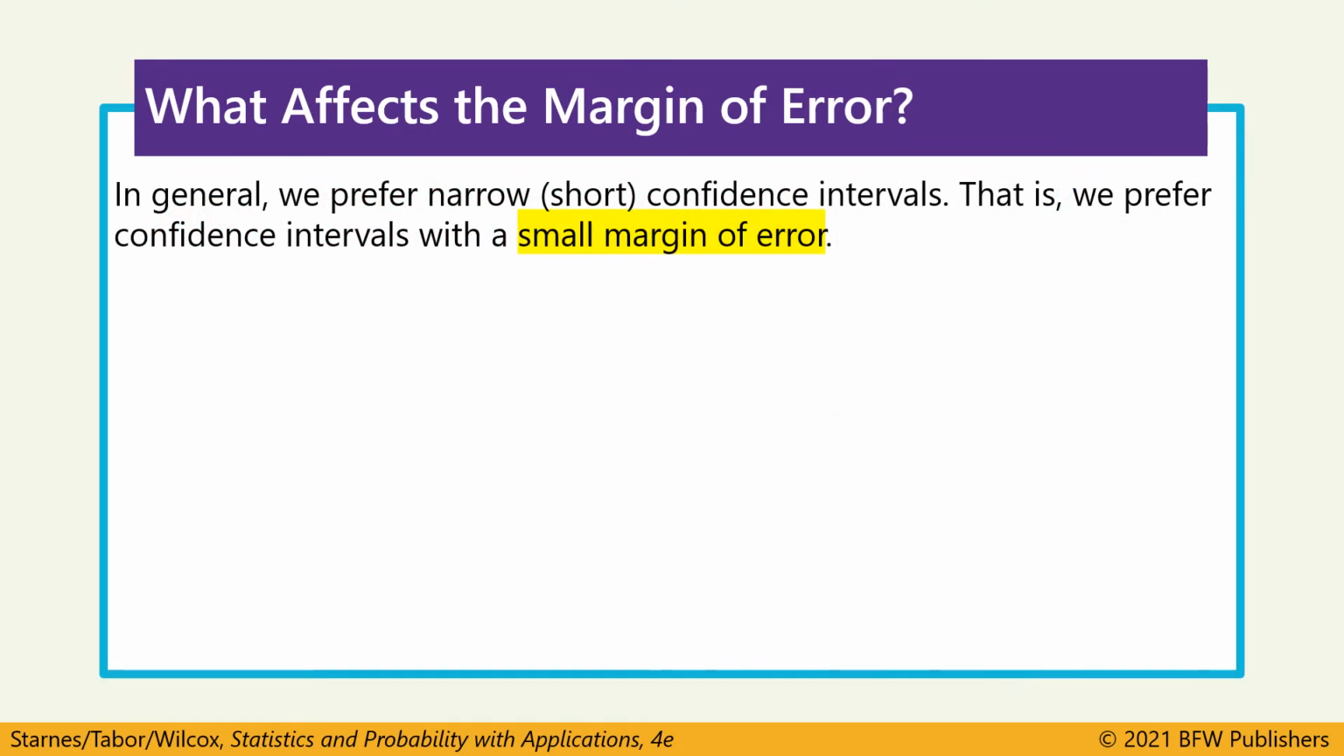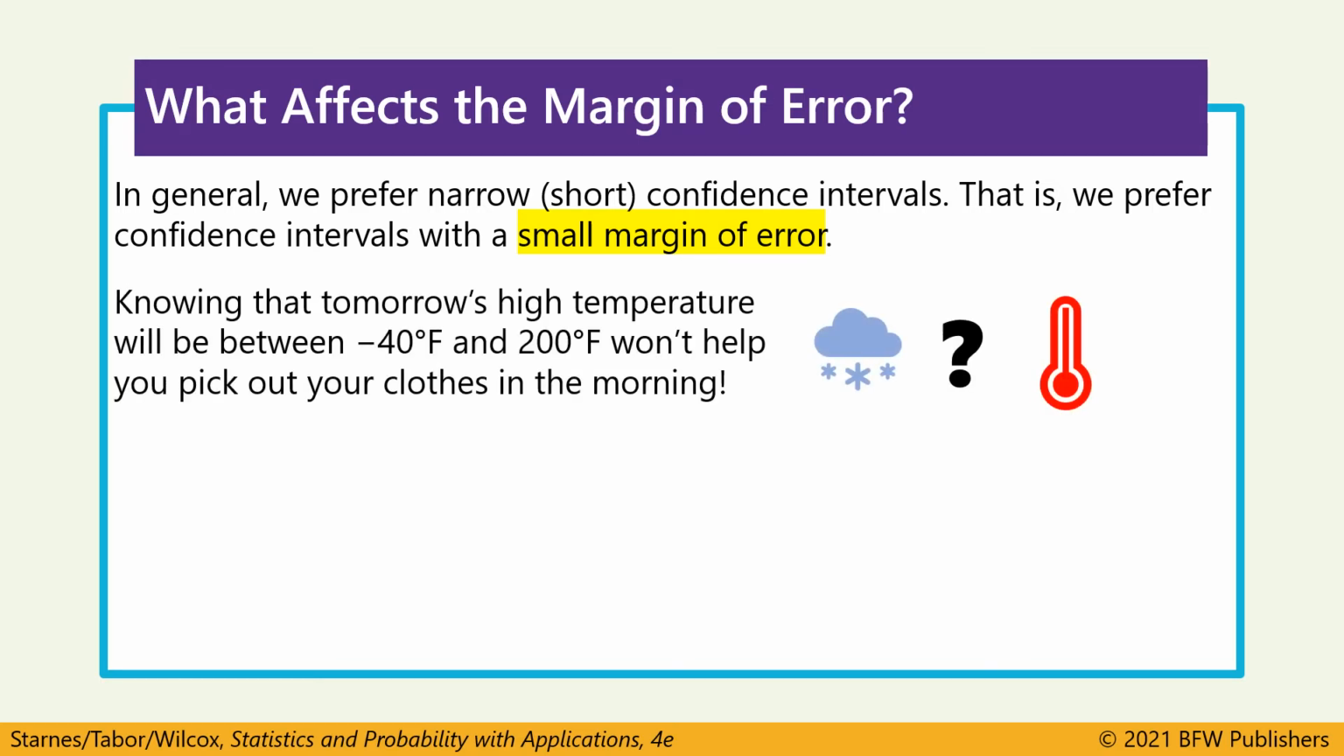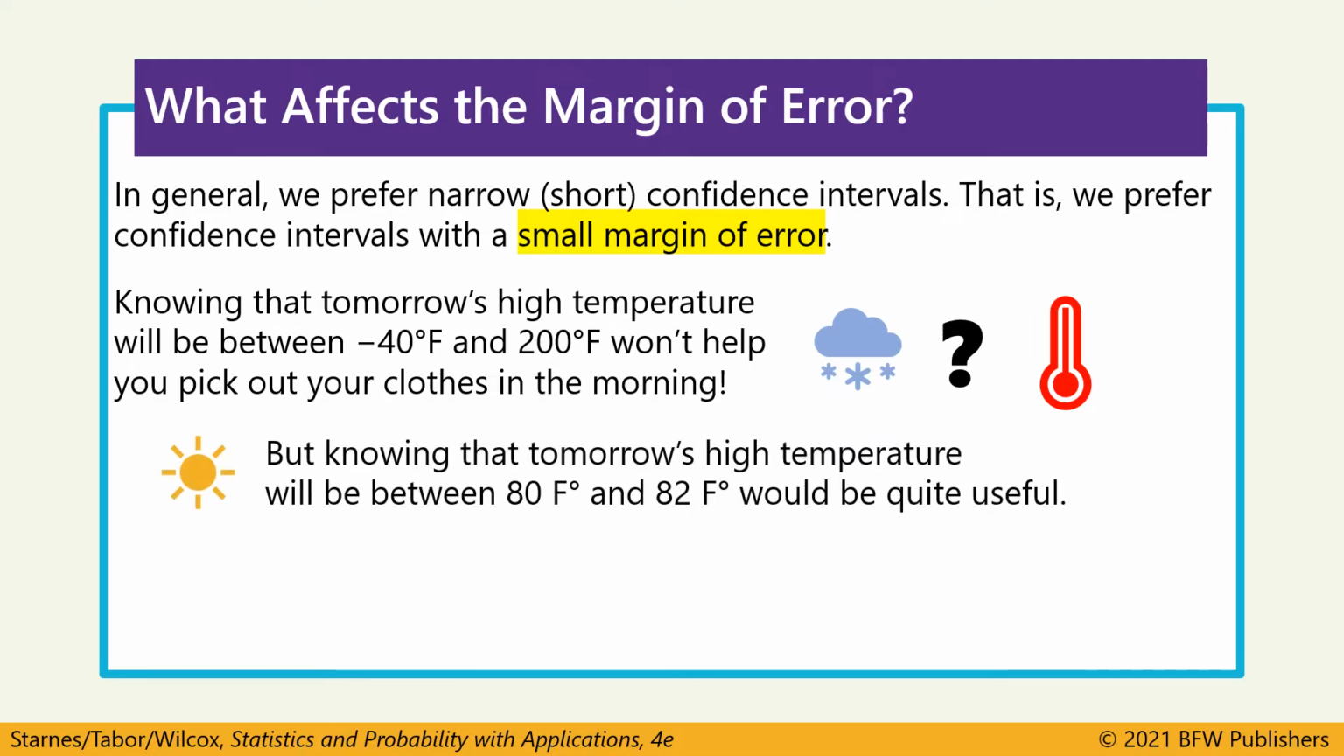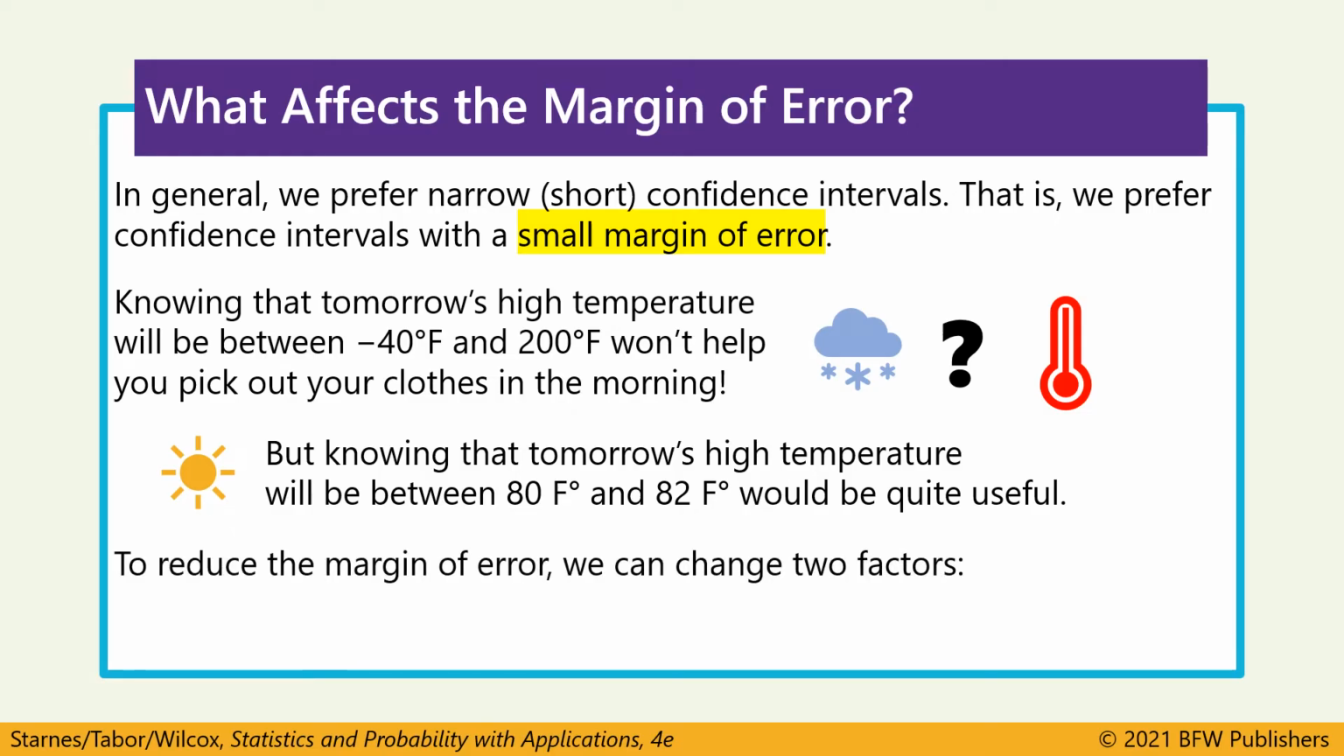Generally speaking, we want thin, short, or narrow confidence intervals. In other words, we want confidence intervals that have small margins of error. Knowing that tomorrow's high temperature will be between -40 and 200 degrees Fahrenheit won't help you pick out your clothes in the morning. But if we know it's going to be between 80 and 82 degrees, that would be a useful interval. So when it comes to reducing the margin of error, we can change two factors. The first is the sample size, and the second is the confidence level.